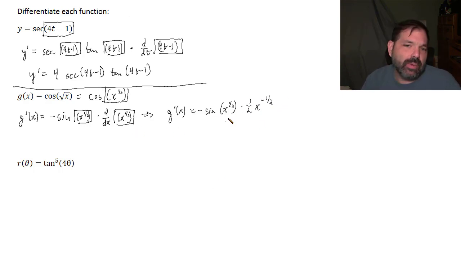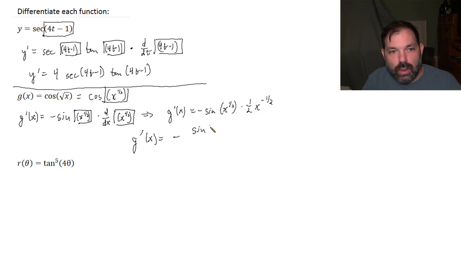All right, and let's clean this up and maybe put it back in terms of radicals, and I'm just going to write this as a fraction. Remember that x to the negative 1/2 would be the square root of x in the denominator. So I'll write g prime of x as negative sine of the square root of x over 2 times the square root of x.